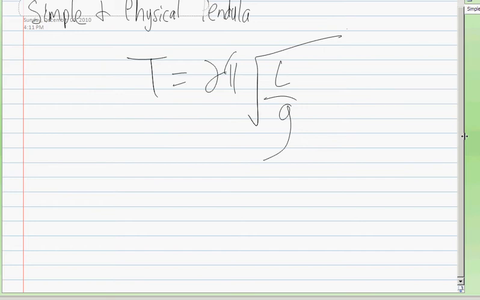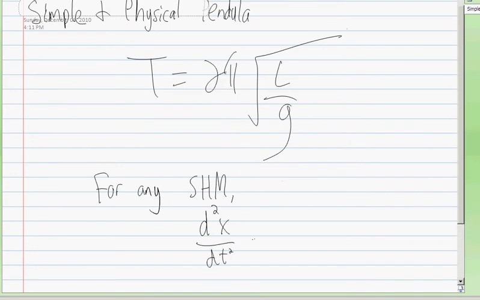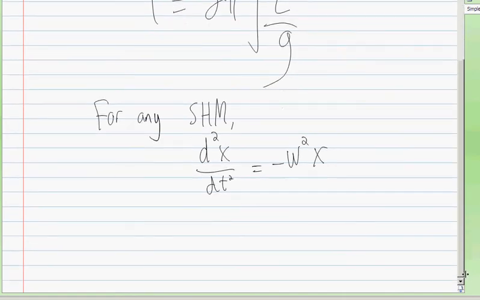We know that for anything to exhibit simple harmonic motion, it has to follow one specific rule. For any simple harmonic motion, the second derivative of the position vector with respect to time has to be minus omega squared times the original function. That's the rule. So the first thing we have to do is come up with a good expression for that, and then we can work from there.